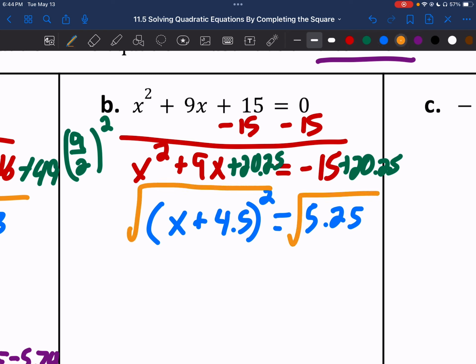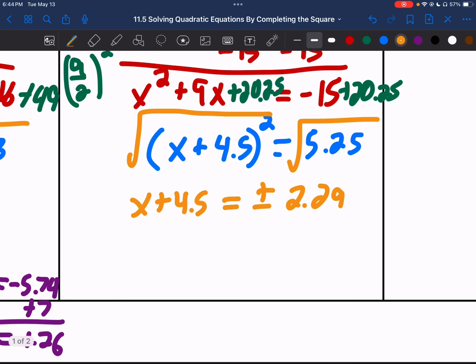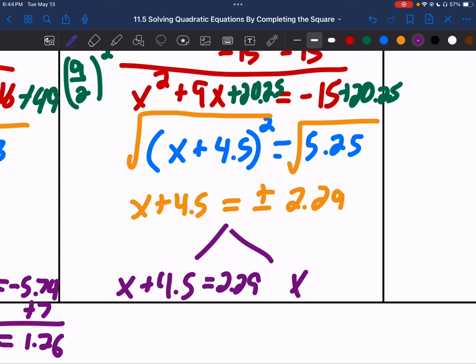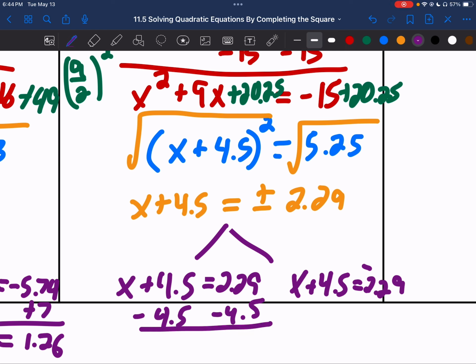We're going to take the square root of both sides. We got x plus 4.5 is equal to plus or minus 2.29. We're rounding to the hundredths place there. If you round to the tenths or hundredths place, either would be acceptable. So we have x plus 4.5 equals 2.29. Actually, sorry, that was x plus 4.5 equals negative 2.29. That's the correct work. We subtract 4.5 on both sides of both equations.